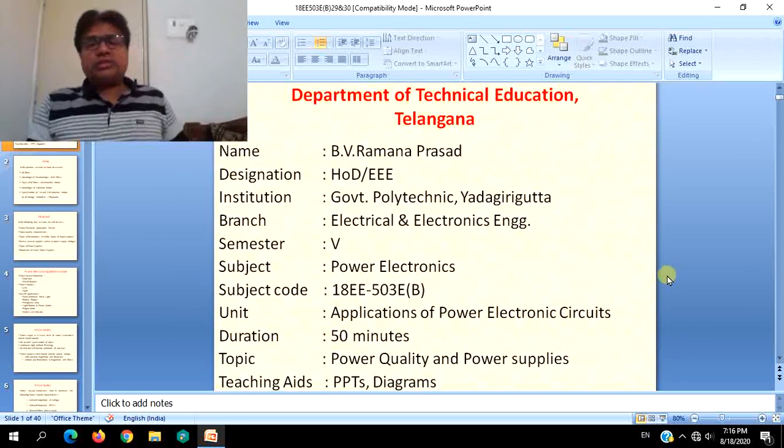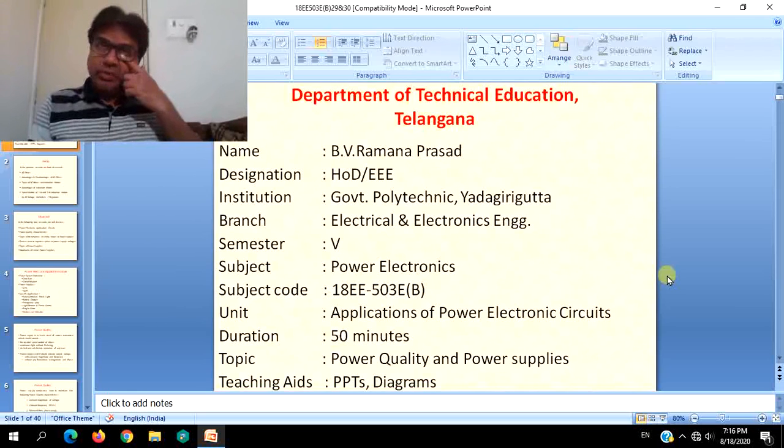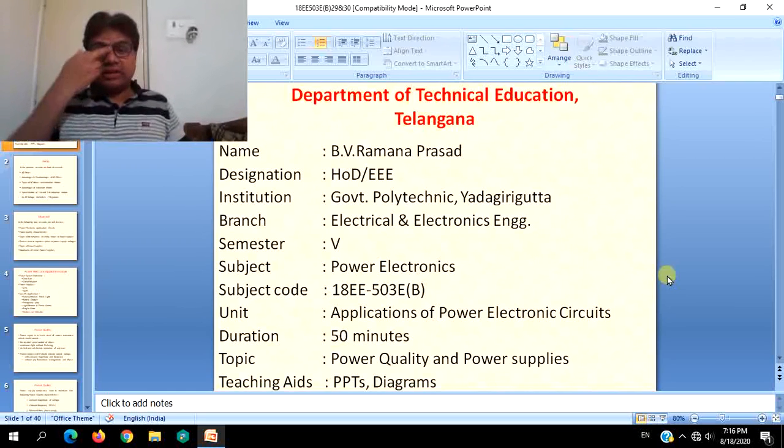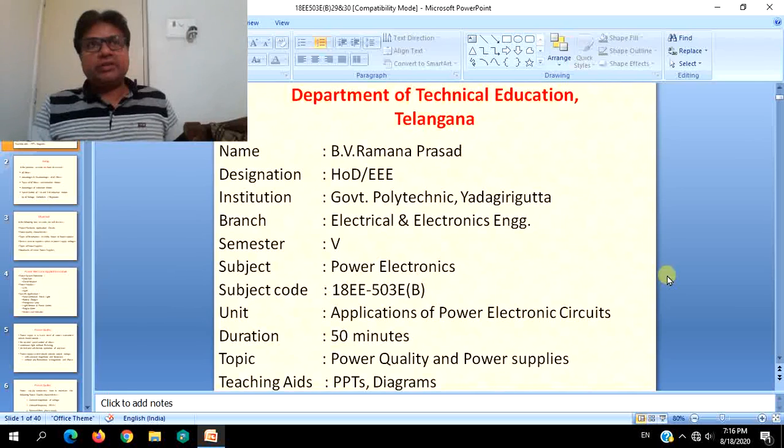In the earlier session, we have discussed the aspects of power. What is power supply? What are the requirements of a power supply? Power quality characteristics? What are the disturbances which may occur in the power supply voltage? And what are their effects?